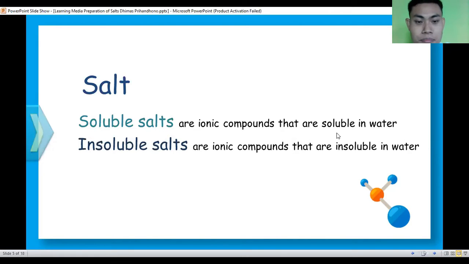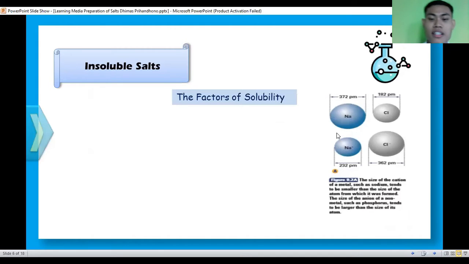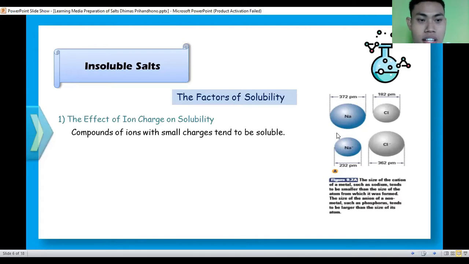Okay, the next. To know the solubility of salt, we must first know the factors of solubility. The first one is the effect of ion charge on solubility.